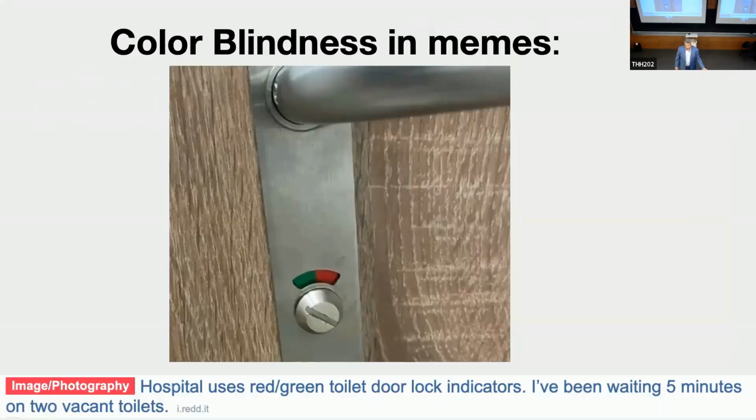As far as accessibility is concerned, it has an impact for sure. And here's a picture of a restroom that has red and green for occupied or not occupied. And the heading on that meme was, the hospital uses red-green toilet door lock indicators, and I've been waiting 5 minutes on 2 vacant toilets. And when it comes to accessibility, you know that you cannot use color to convey information, or people that are colorblind will not be able to see it.